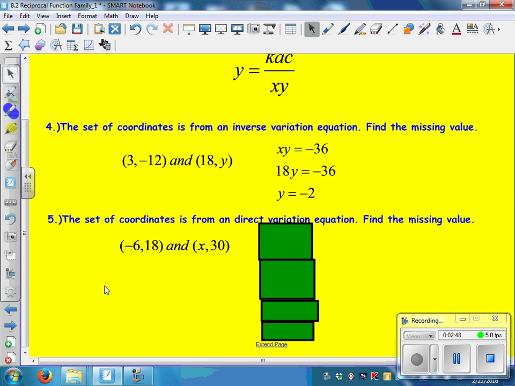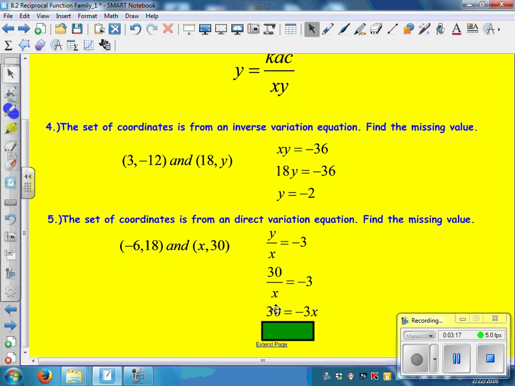Number 5, the set of coordinates is from a direct variation equation. Find the missing value. Direct variation implies that in a single coordinate, the y value divided by the x value is constant. So in this case, 18 divided by negative 6 is negative 3. So we have y over x in all cases for this particular problem equal to negative 3. Replacing y with 30, we solve for x, and you'll get negative 10.